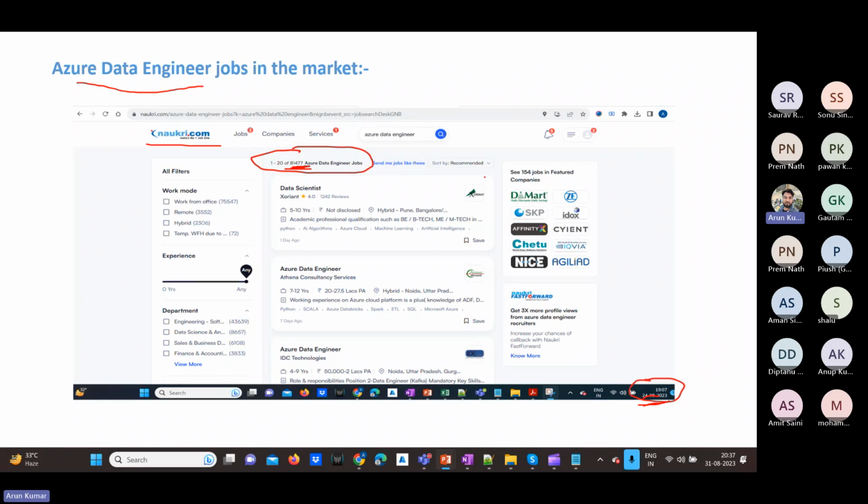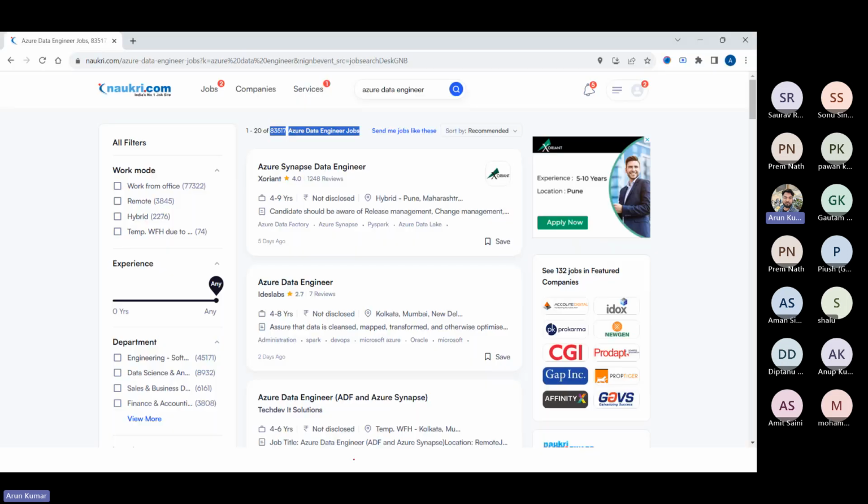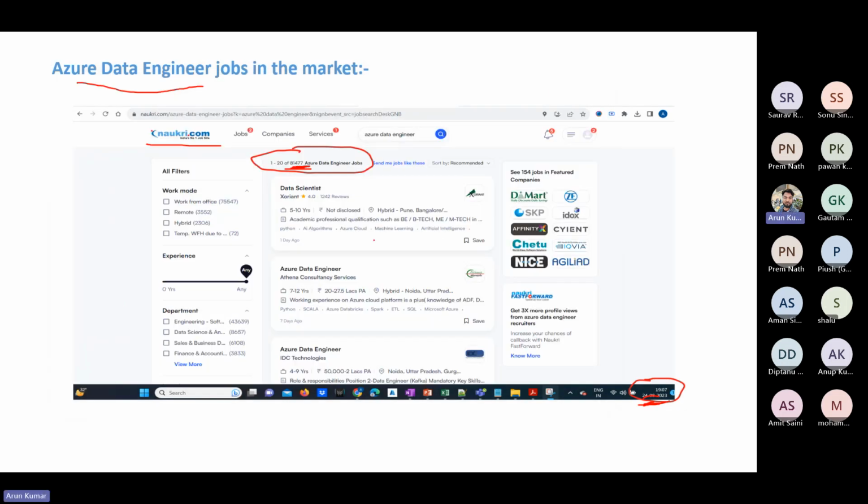If I take you here, I just showed you the number of jobs in the market. I took this screenshot on 24th of August and there were 81,000 jobs. And just now I showed you, there are around 83,500 jobs in the market for this profile. So in these 6-7 days, after 24th, and today is 31st, there are more than 2,000 more job postings relevant to this profile.